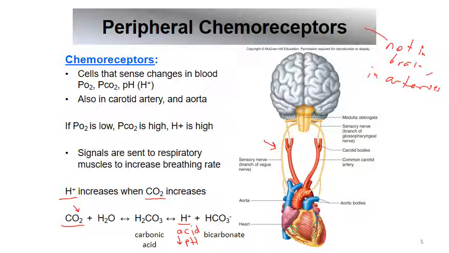Each time you exhale, you're getting rid of the CO2 and the H2O. When you exhale, you get rid of both of those: the water vapor and the CO2. When you're getting rid of the water vapor, you're also getting rid of the hydrogens from your body. So if you increase the CO2 levels in the blood, pH decreases. If you decrease the CO2 levels, then the pH increases.